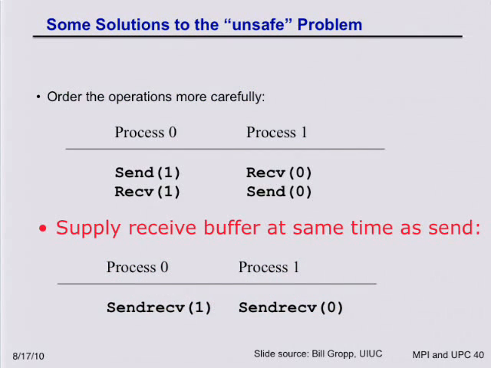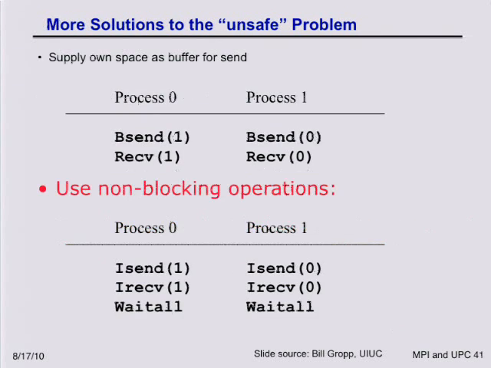So one of the ways in which you can get around this problem is to be more careful about how you order the messages. Rather than having both of the processors send and then receive, you have process 0 send and receive, and the other one receive and send. So you make sure that the first pair can complete before it's time to send the second one. You can also use a combined send receive operation, which does these things in the implementation for you.